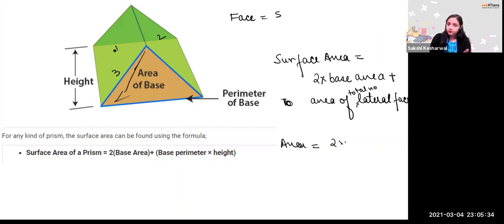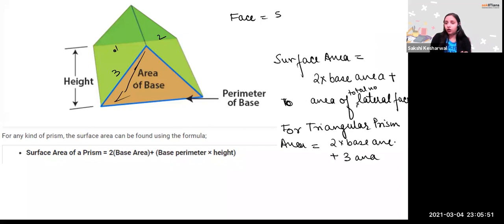So area is equal to what? 2 times the base area? Yes or no? 2 times the base area for a triangular prism. I'm writing for a triangular prism, right? Plus 3 times the area of what, beta? Area of a rectangle. Can I say that? Yes or no? Because it is the area of a rectangle.